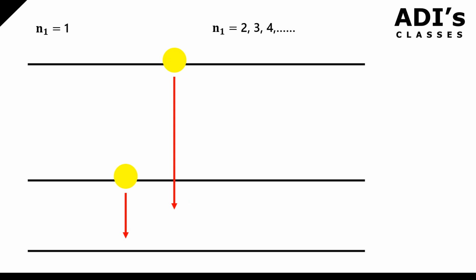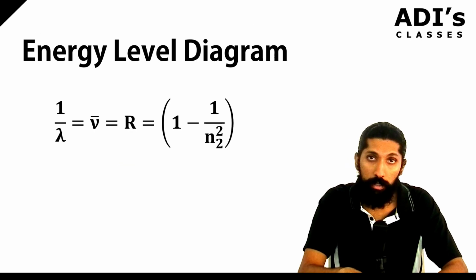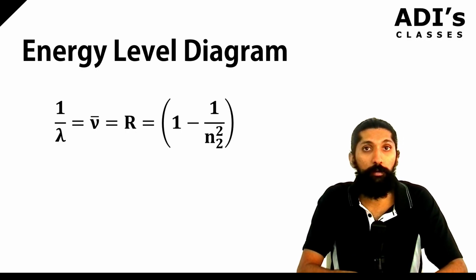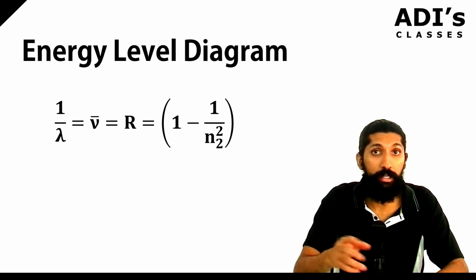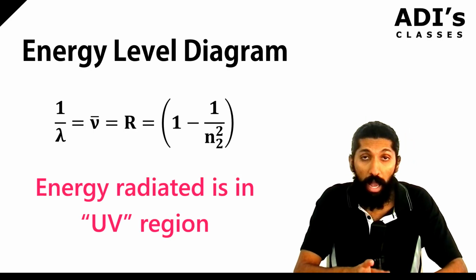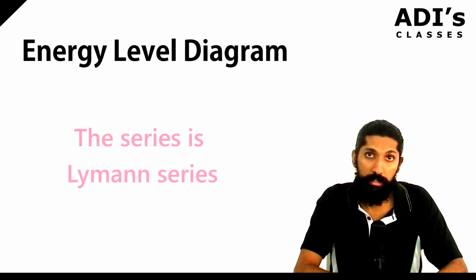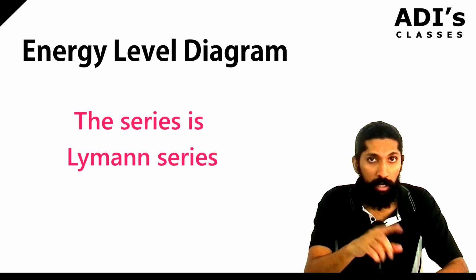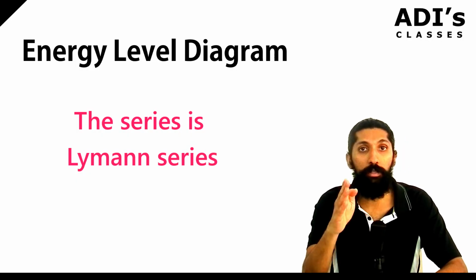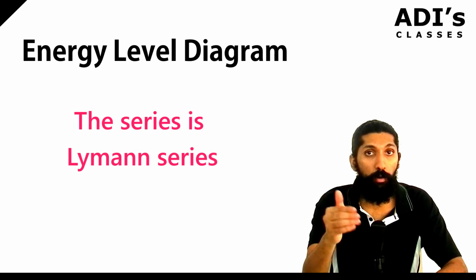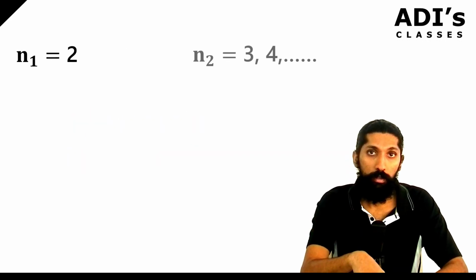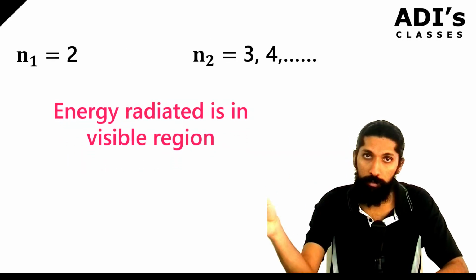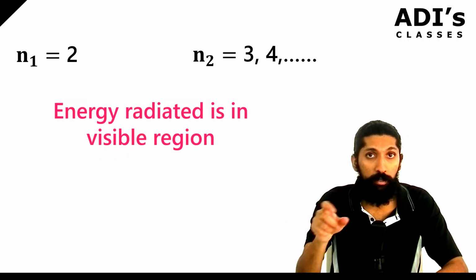If the electron is jumping to the first orbit, then n1 is equal to 1, n2 is equal to 2, 3, 4. So we get 1 by lambda, or nu bar, is equal to R into 1 minus 1 by n2 square. This type of radiation comes in the UV region, the ultraviolet region, and the series is called the Lyman series. Bottom line, for the Lyman series, n1 is equal to 1 and it comes in the UV region. Suppose n1 is equal to 2 and n2 is equal to 3, 4, 5, and so on and so forth, this comes in the visible region.